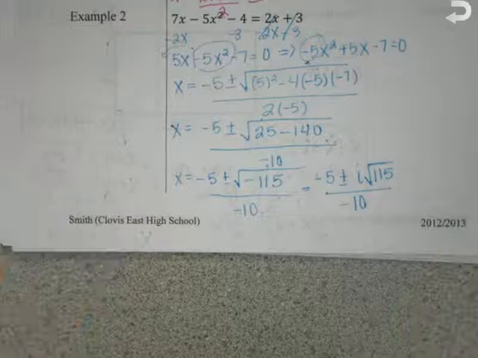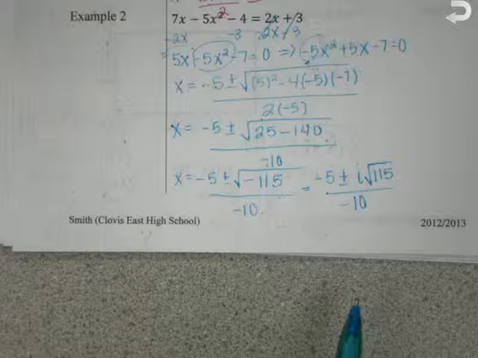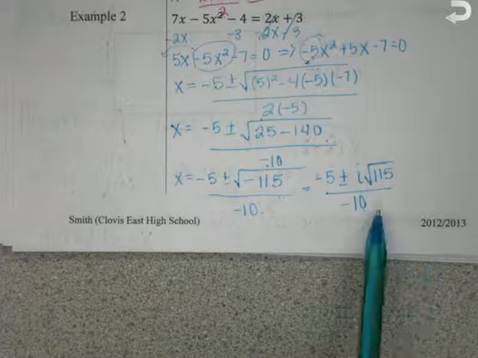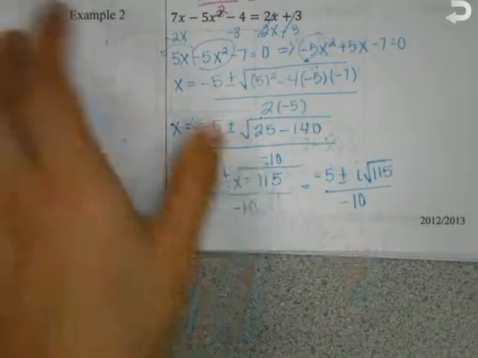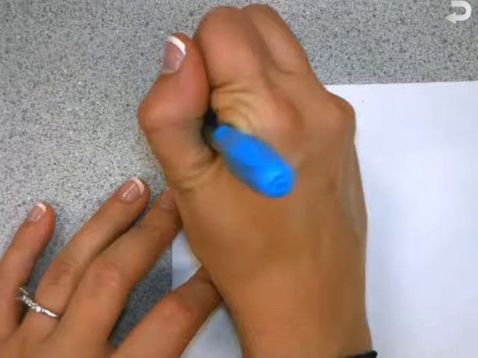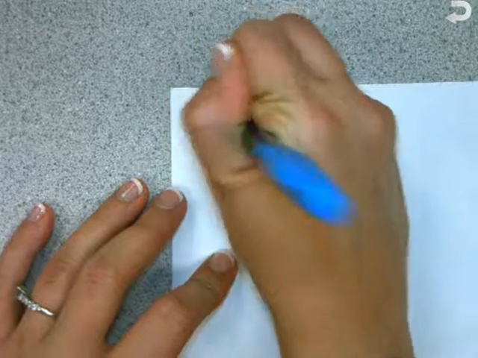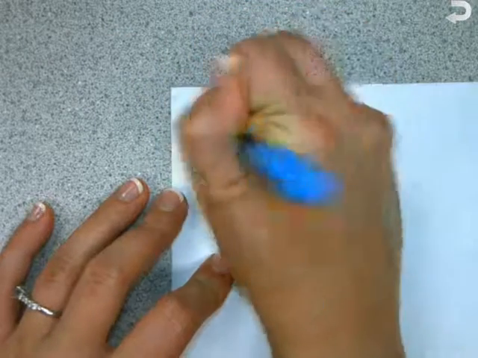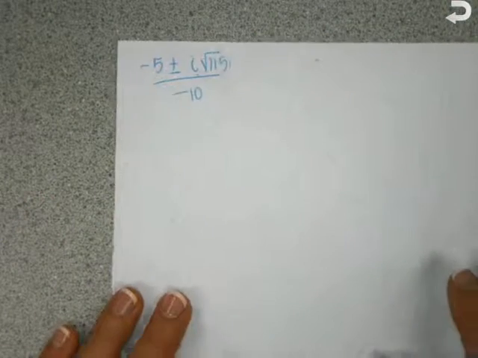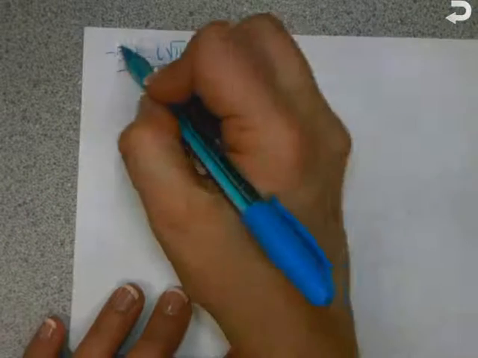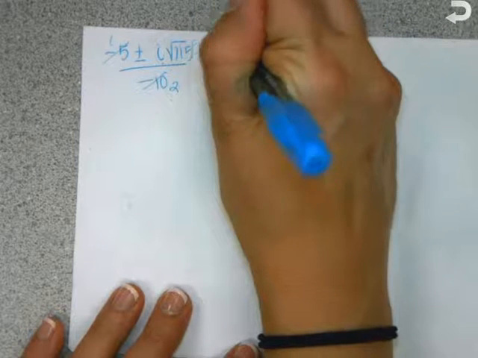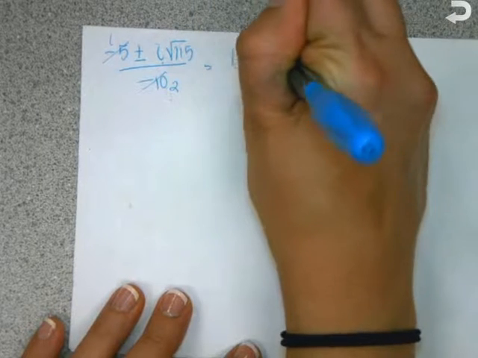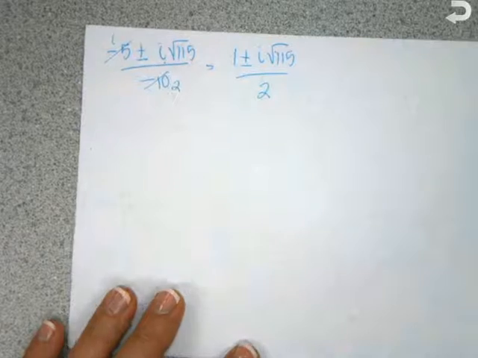Now the reason why you cannot start simplifying stuff here. So leave this written down. Don't put your notes away yet. I'm going to show you something. Negative 5 plus or minus i root 115 all over negative 10. A lot of you are going to try to do this. That's 1, that's 2, so my answer is 1 plus or minus i root 115 all over 2. That's not allowed because you only simplified part of it. Because really, what is this?